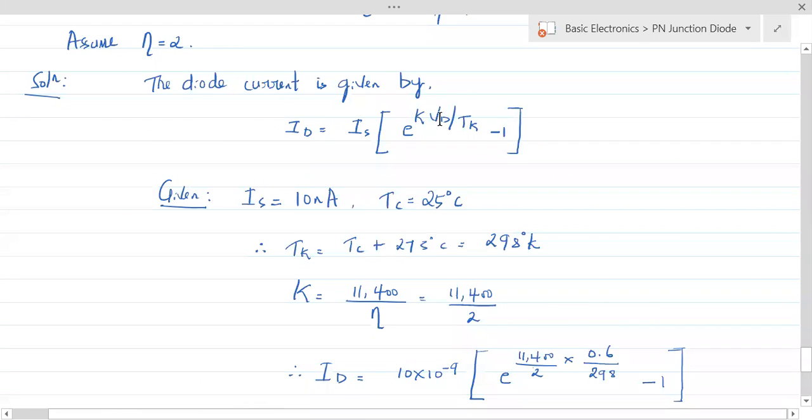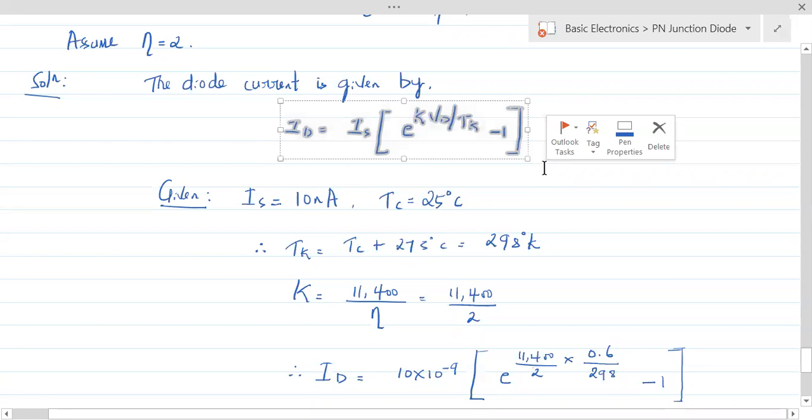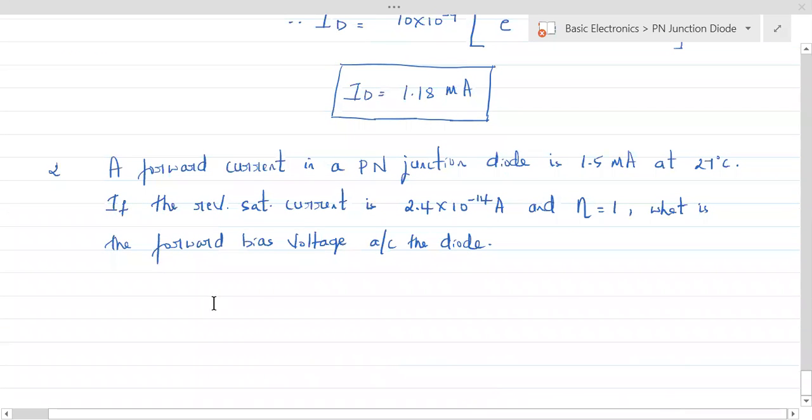VD, you see this VD, this is the applied voltage. If this VD is positive, it is forward bias. If this VD is negative, it is reverse bias. So when this is positive and negative, how this ID behaves, how this equation for ID gets manipulated, is what we had discussed in the previous class. I'm hoping that you remember all that. Let's move on with the solution.